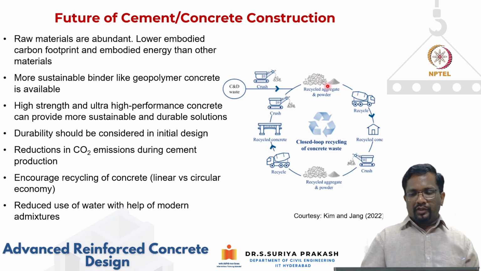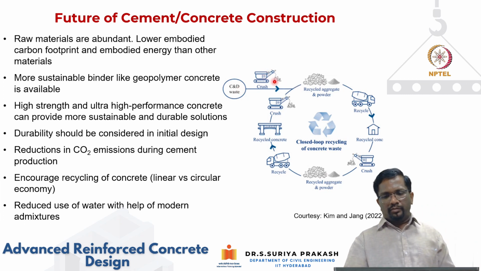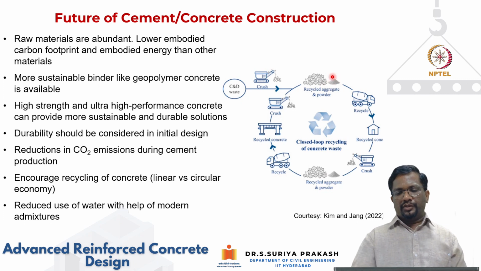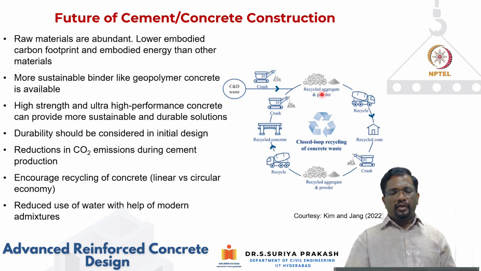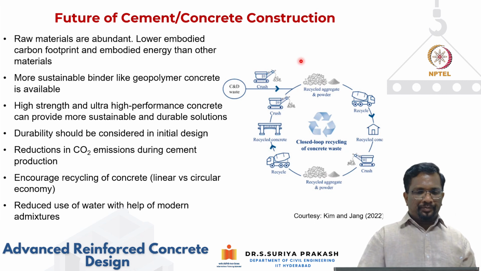Okay, so this is again the figure that explains how this recycling process works. With construction demolition waste, what we can do is crush it and make it into recycled aggregate, and the powder can be used as a fine aggregate. Again, we can make recycled aggregate and so on. So this process can be made closed loop, so that we don't waste the material.